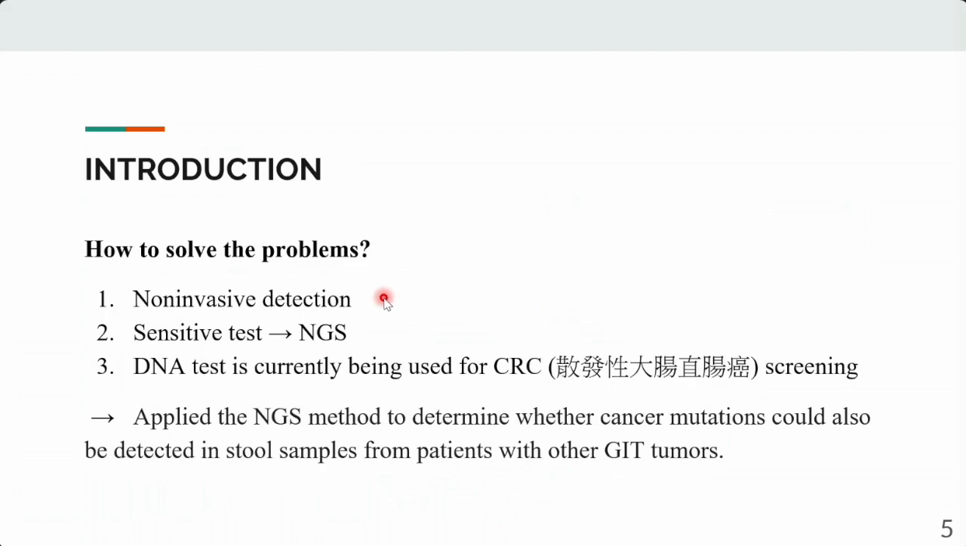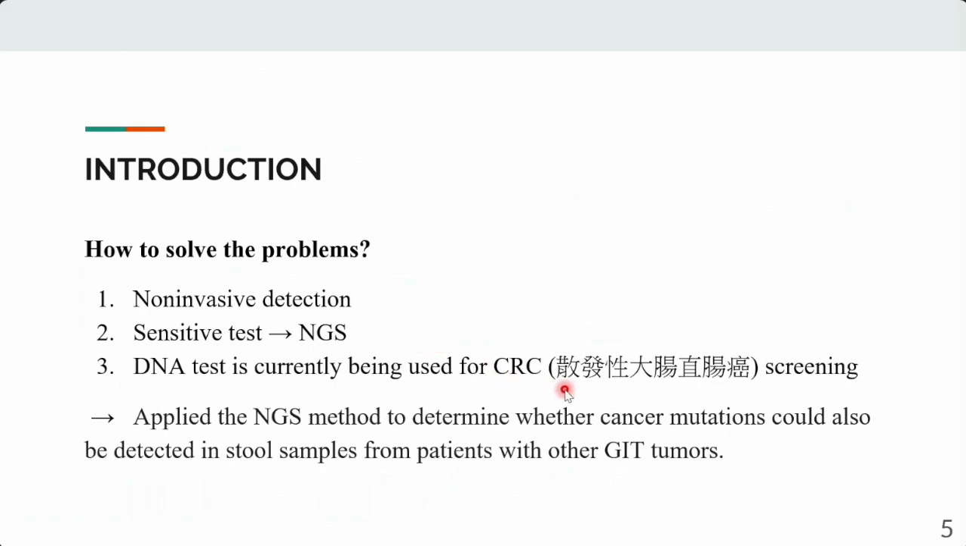First, non-invasive detection is necessary. Generally speaking, the diagnosis of GIT cancer requires a more complicated process, which is endoscopy. Non-invasive detection can reduce the difficulty of detection and help early diagnosis. Second, we know that there are many different types of microorganisms in the human intestine, which means that the stool also includes non-human DNA. Therefore, a sensitive test is needed to detect the target DNA, and NGS is a good choice.